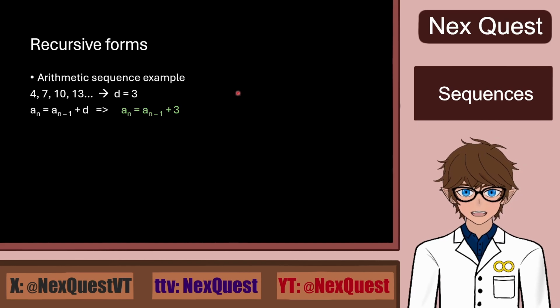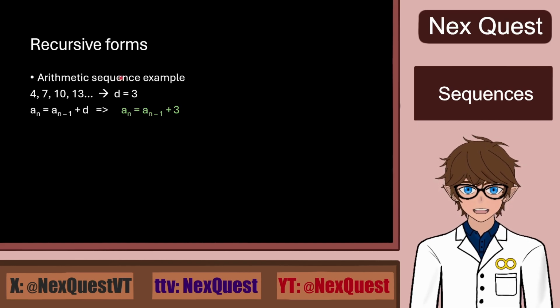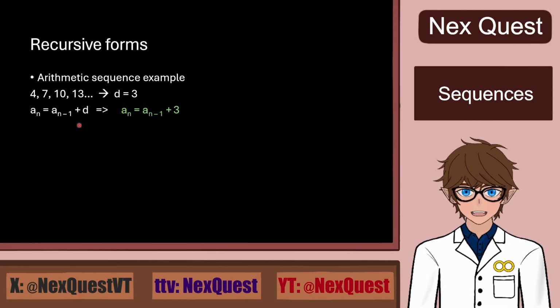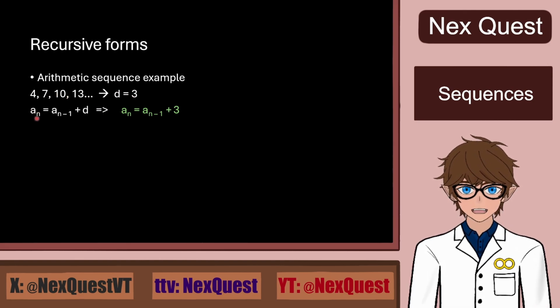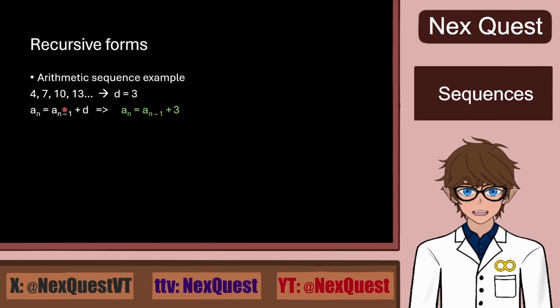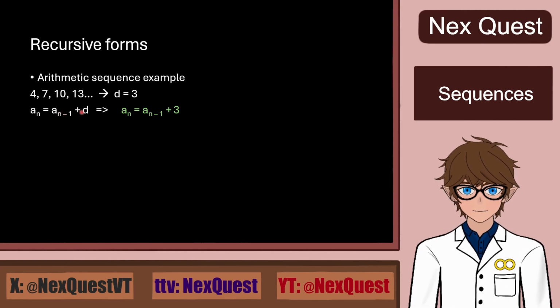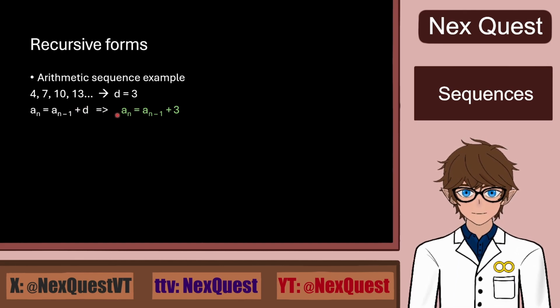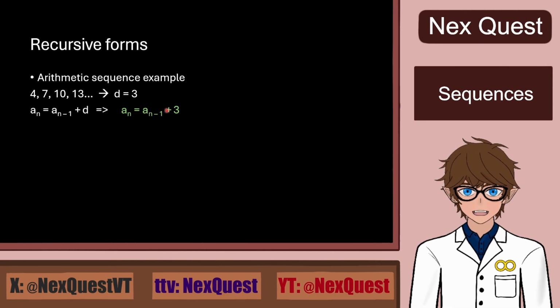Now, let's solve the recursive forms. For example, the arithmetic sequence 4, 7, 10, and 13, where the difference is 3. The recursive form is essentially this: the nth term is the previous term, so n minus 1, however you want to call it, plus d, the difference. So in this case, the nth term is its previous term plus 3.